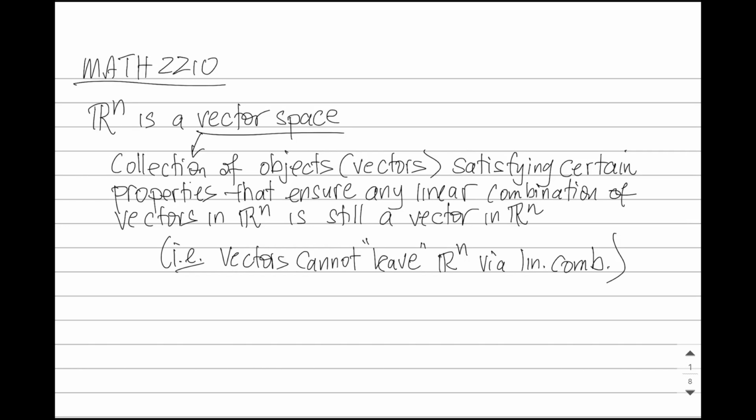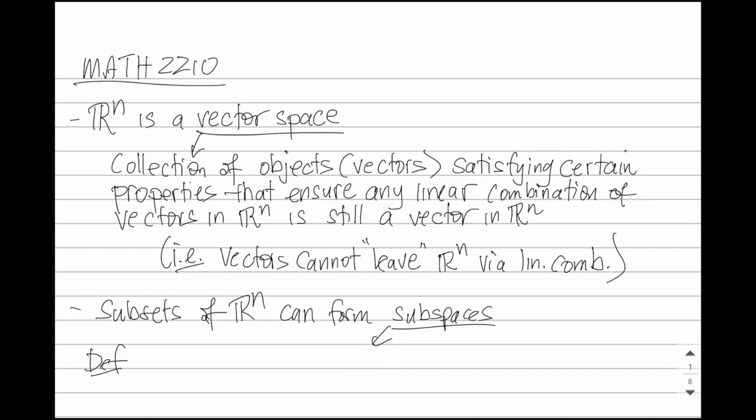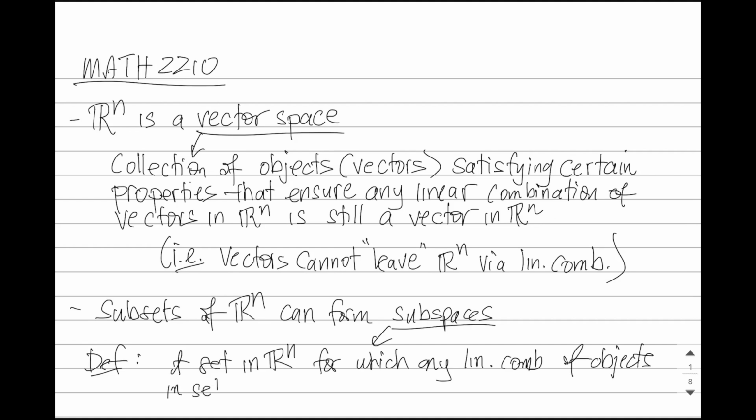The reason I bring up vector space is because we are going to look at a very closely related idea. Sometimes different sets of vectors within Rn form their own little universe. So we say that subsets of Rn can form what are called subspaces. A subspace, its definition, is a set in Rn for which any linear combination of objects in the set is still an element of the set. Any linear combination of vectors in the set is still a new vector in the set.